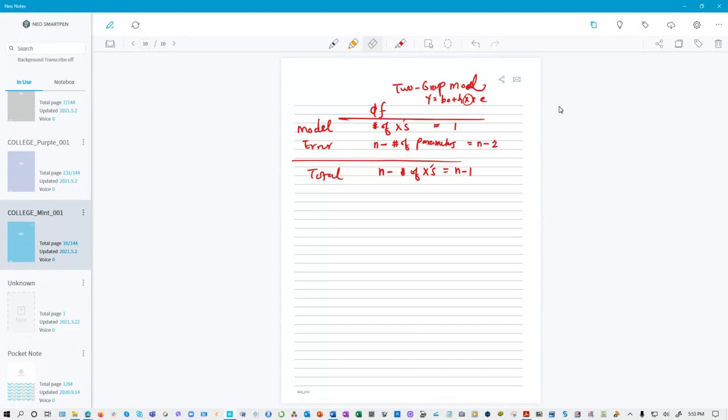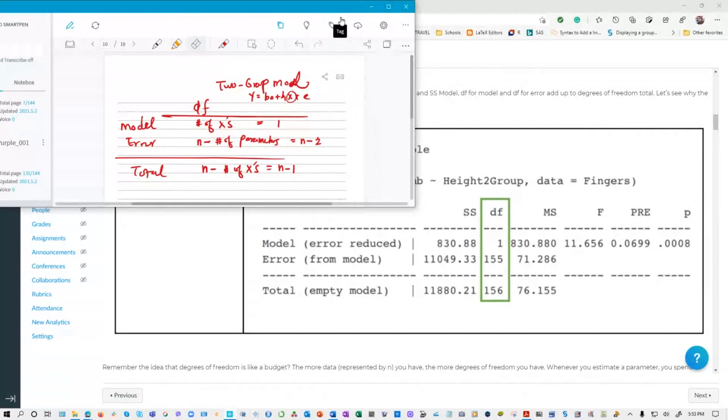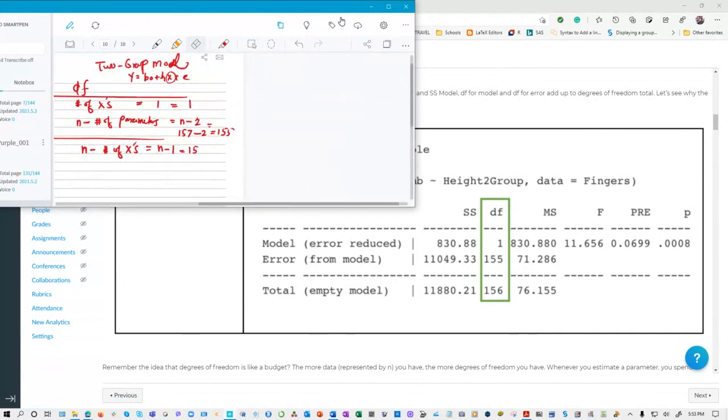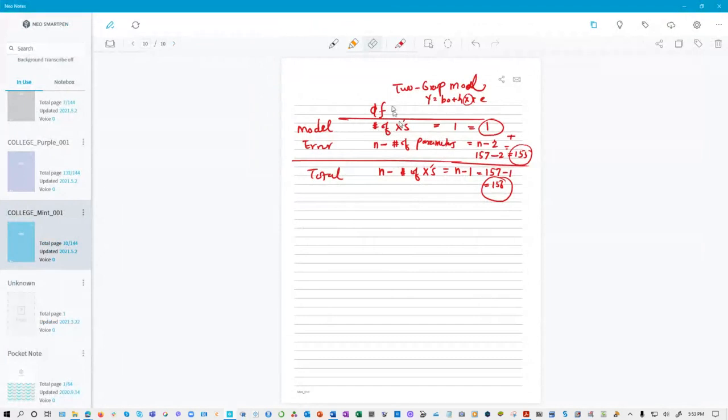In that particular example, I showed you how this is going to be. There we have 157. This one is 157 minus 2, which is 155. And this one is 157 minus 1, which is 156. So in another way, 1 plus 155 is 156. It's the general formula, number of x, for the two group model. It's a similar fashion. Let's go to the three group model.